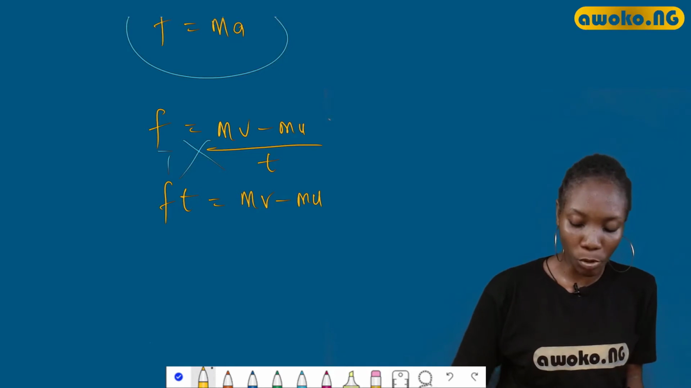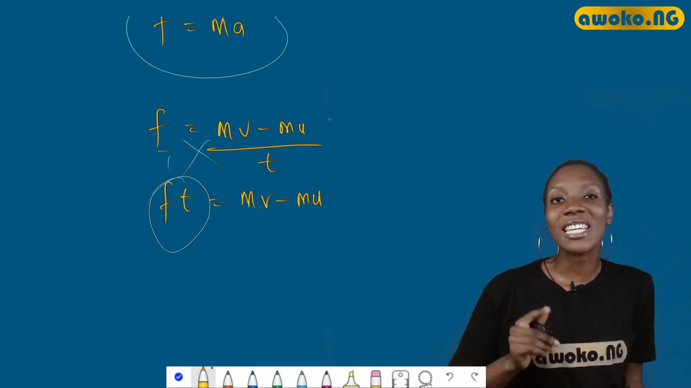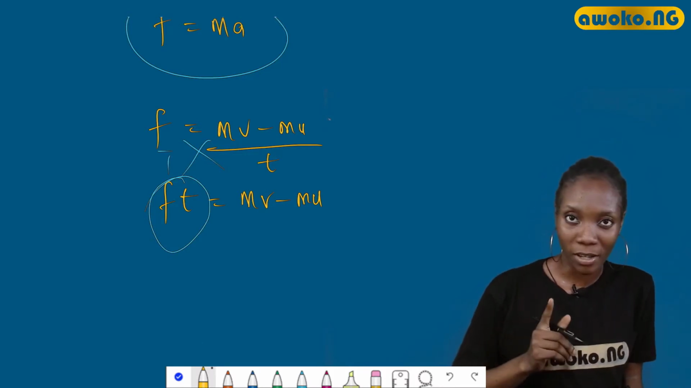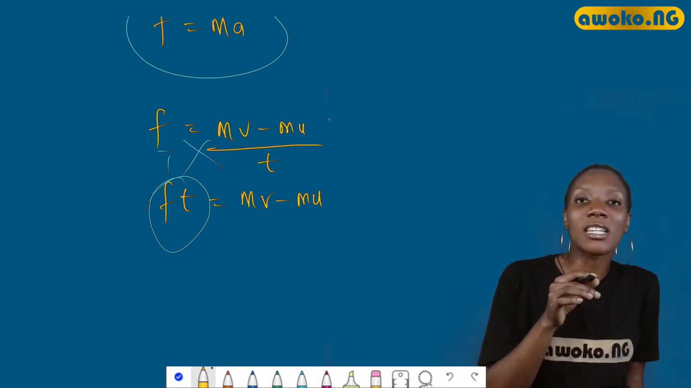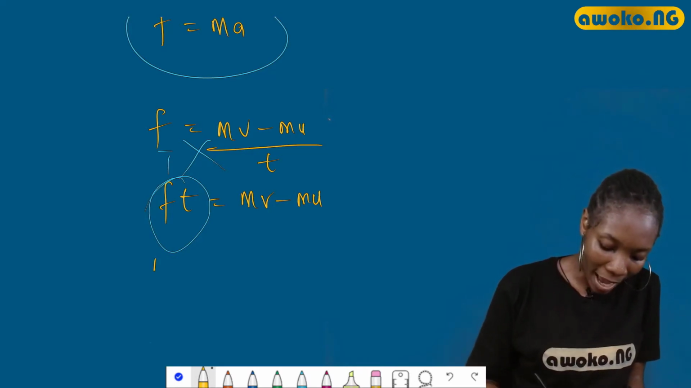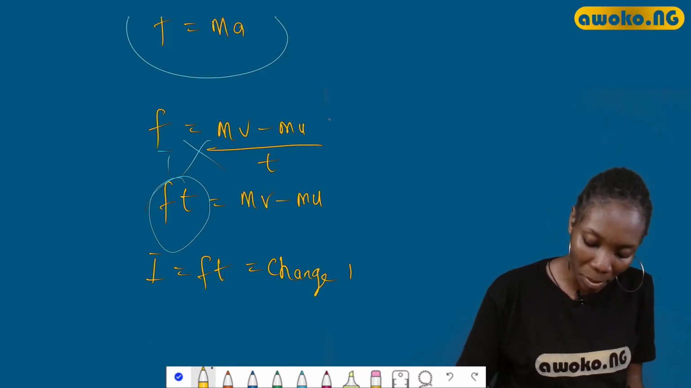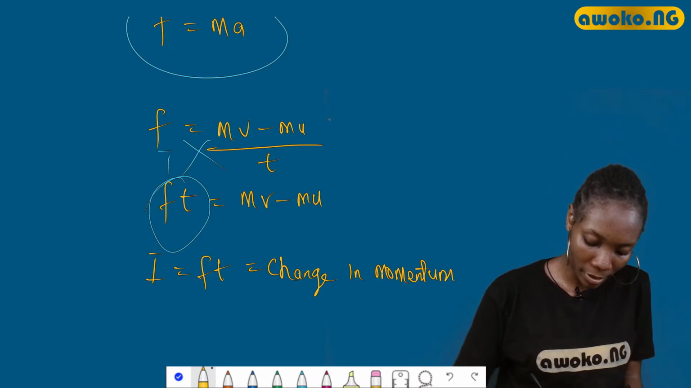Okay, so now if you notice the Ft here, the quantity Ft, this is called impulse, I. Now this impulse I is the impulse of the force. So we can say I equals Ft, right, equals the change in momentum. Hope you guys are taking this down. Very important. We're going to start solving questions very soon, and you're going to see how all of this applies.